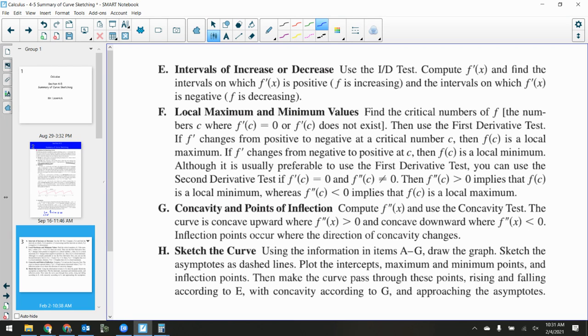Still haven't decided if it's concavity or concavity. And points of inflection. You compute f double prime of x and basically find the critical points of that, right? Where f double prime, oh, sorry.